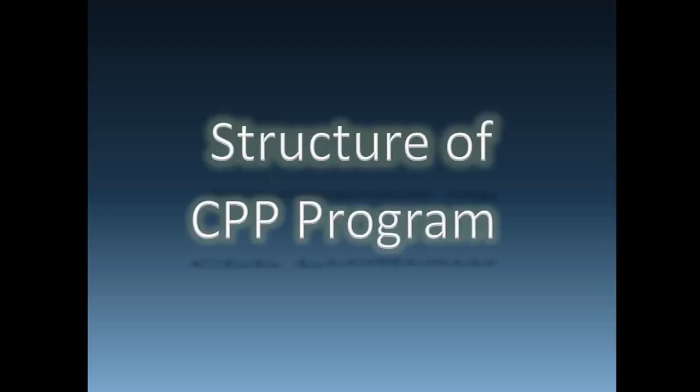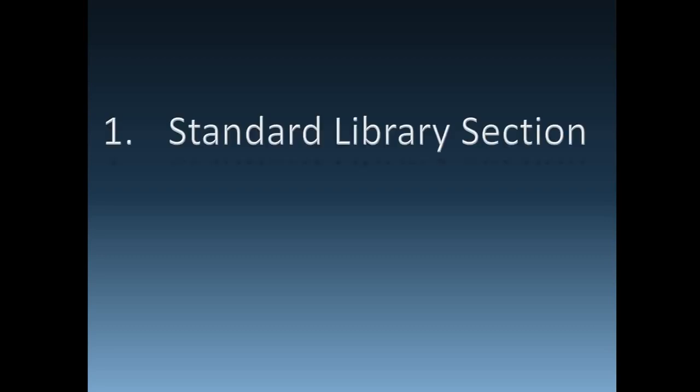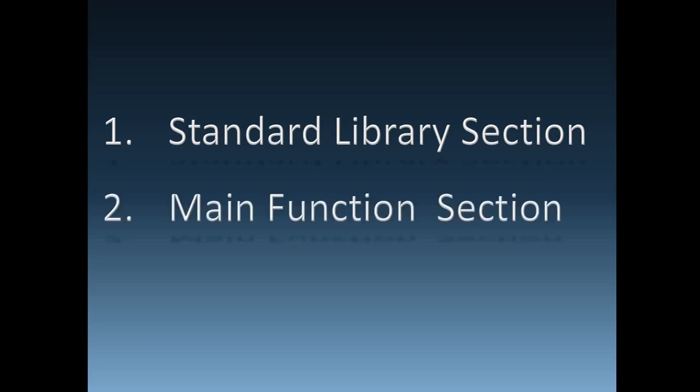So today we are coming back to the subject. Let's see what is the structure of a Cpp program. The structure of a Cpp program consists of three parts. They are the standard library section. Standard library means it's a package of all the functions that we are using in our program. So whenever we use a particular function in our program, we'll have to include the corresponding standard library into our program. The second part of the Cpp structure is the main function section.